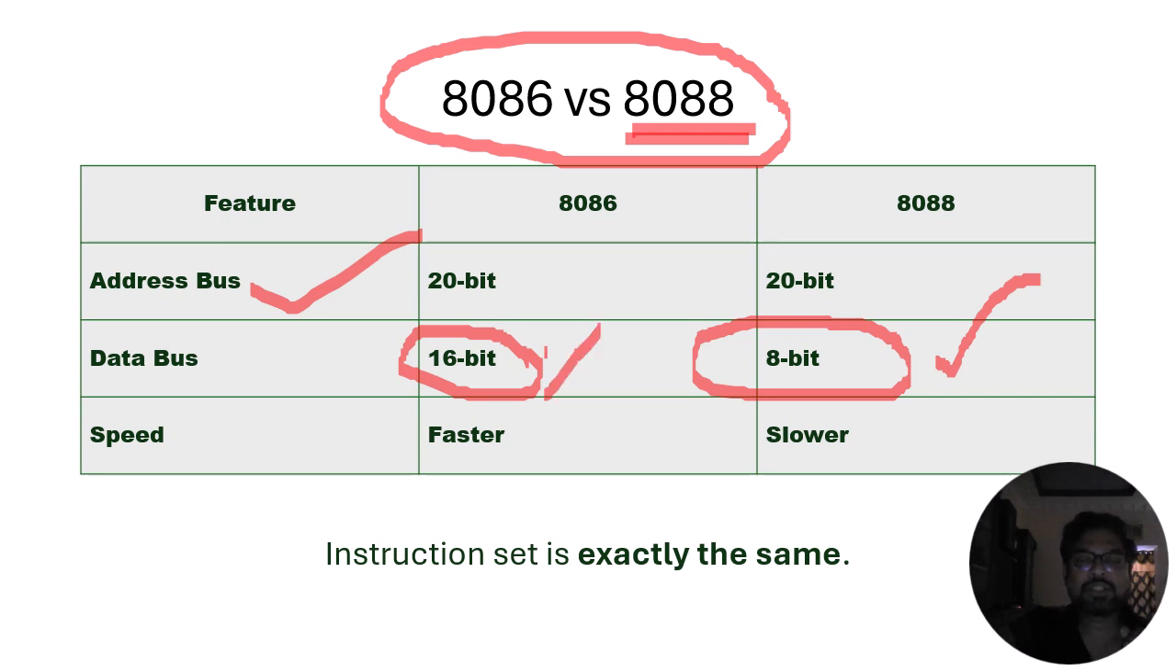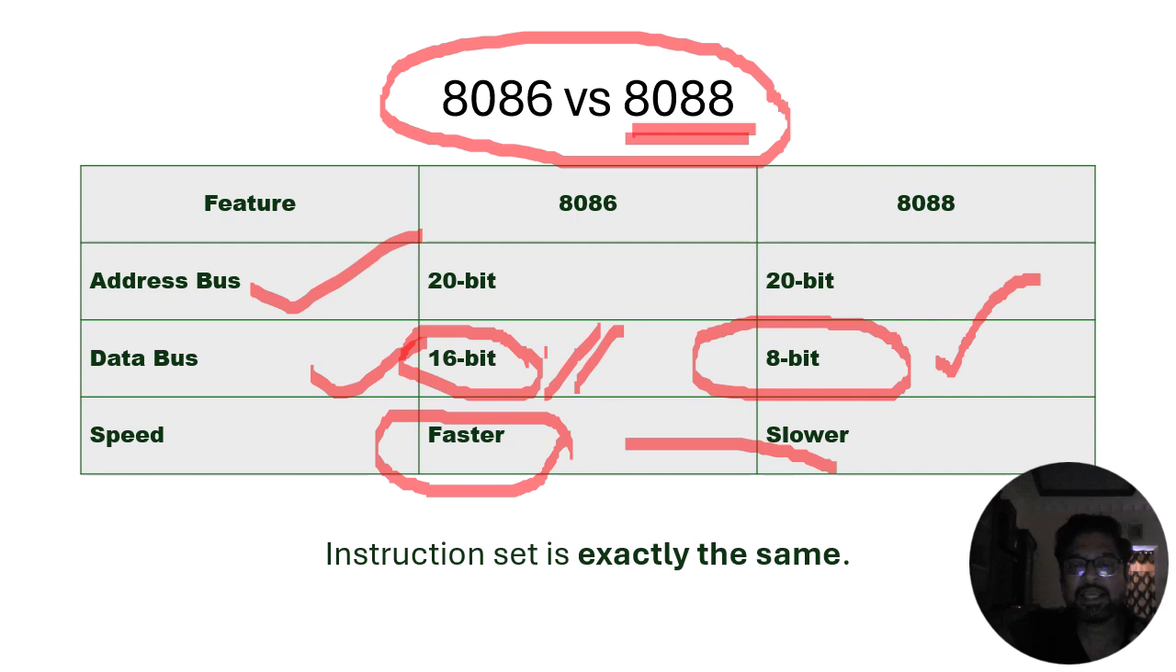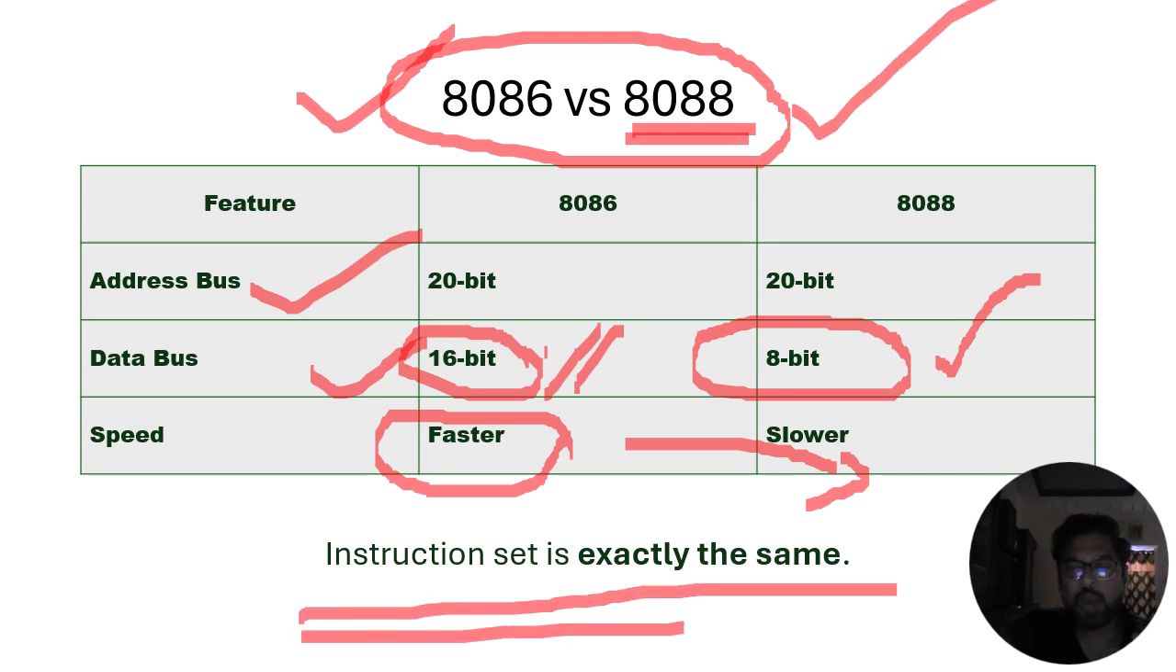So coming to the speed, since we can access 16 bits of data in 8086 microprocessor, obviously the speed of 8086 is faster compared to that of 8088 microprocessor. The instruction set for both the 8086 and 8088 microprocessor are exactly the same. The only difference is the data bus.